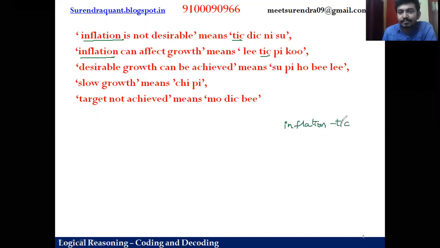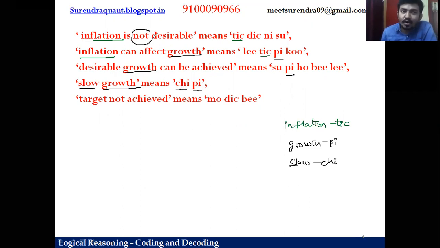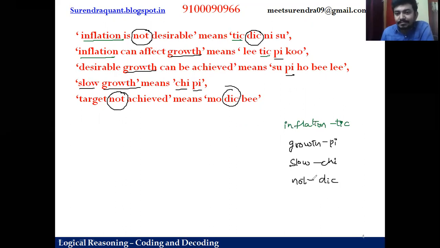Inflation as tick. Now, what about other word? Can you compare any growth here, growth here, growth here? Can you see pi, pi, pi? So let us write growth as pi. And friends, in the first statement, only slow is left. Slow is chi. Okay. Can you compare first and last? Not is present here. Not is present here. So can you see not is dic, right? So let us decode not as dic.